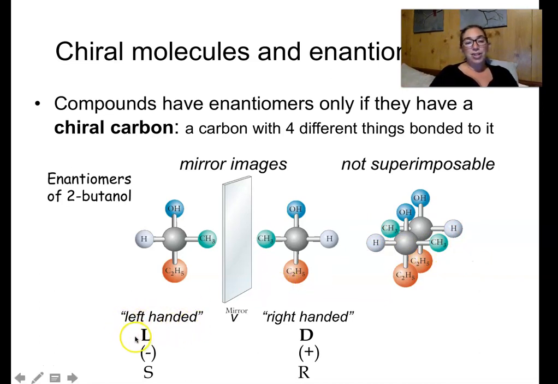Unfortunately, in this area of chemistry there were a couple of different naming systems. The left-handed molecules might be called L, and L and D are for left and right, D for dextro, which is right in Latin. Or they might be called minus and plus, or S and R, and that's kind of confusing. L and D I have in bold. That's the one that's used most commonly and that we will use in this class for left and right-handed versions.